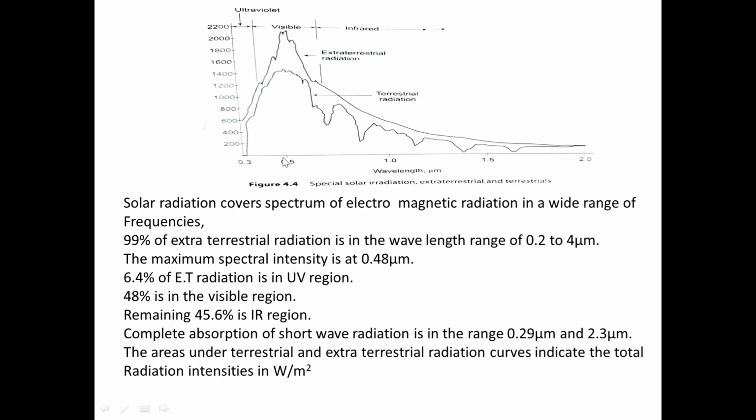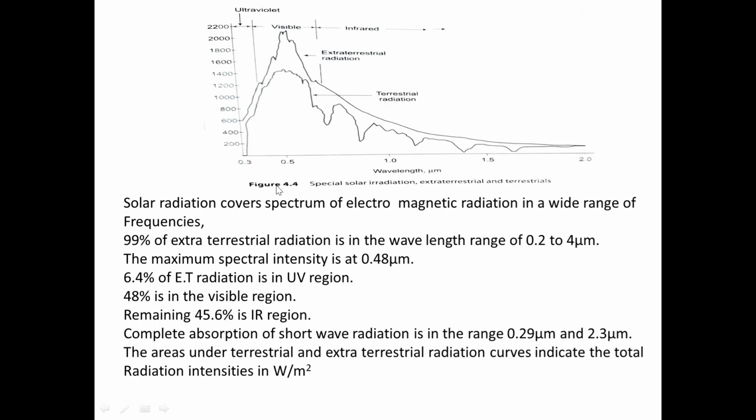Generally, 6.4% of the extraterrestrial radiation is in the UV region, the ultraviolet region. So 6.4% of the extraterrestrial radiation is in the UV region, 48% is in the visible region, and the remaining 45.6% is in the infrared region. Generally, complete absorption of the shortwave radiation is in the range of 0.29 micrometer to 2.3 micrometer.